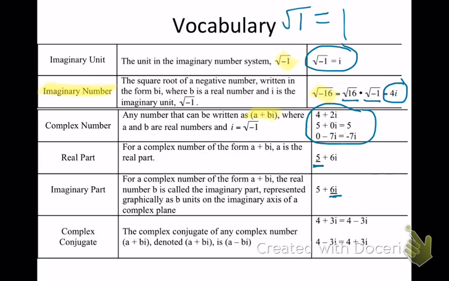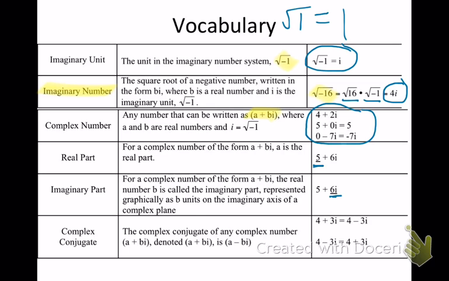Okay, when we think of i, for example, we're going to do some combining like terms and such later on. i is just like an x. You can think of it as an x, so like you can't combine terms there, right? It's different terms. Okay. And then lastly, we're going to talk about complex conjugate.